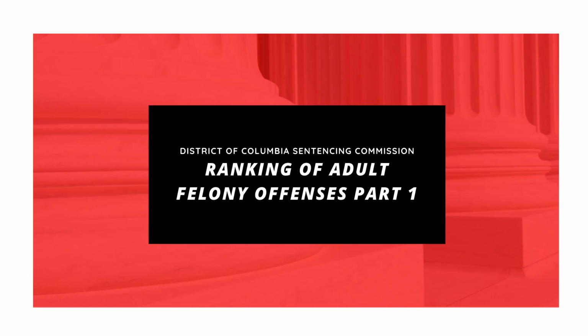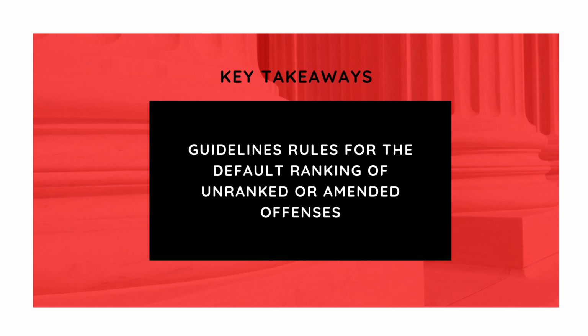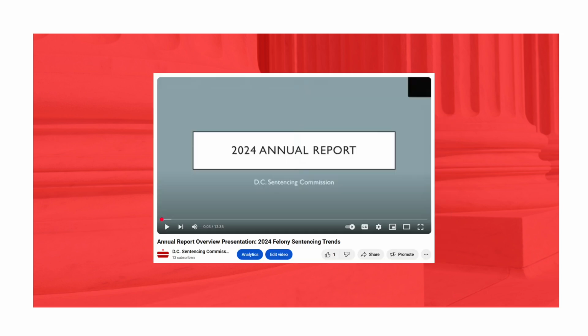This two-part video series will provide an overview of how the DC Voluntary Sentencing Guidelines account for and handle new, amended, and/or previously unranked offenses, the process the Commission uses for ranking offenses, and how the public can stay updated on newly ranked or re-ranked offenses. This video will focus on the guidelines rules for the default ranking of unranked or amended offenses.